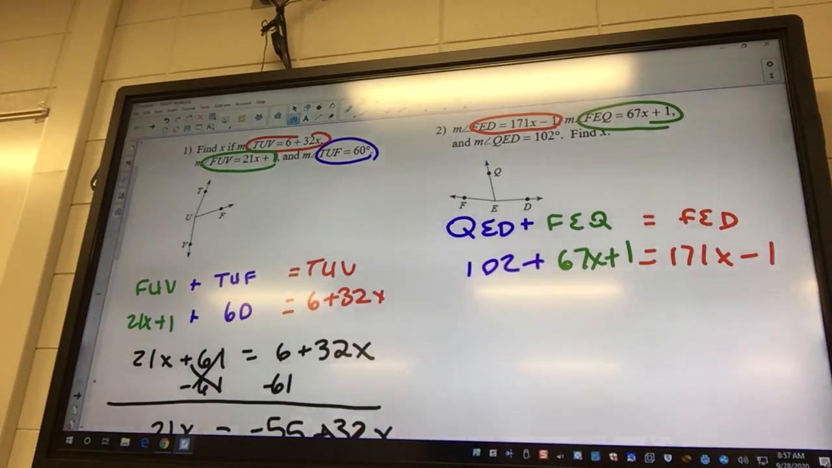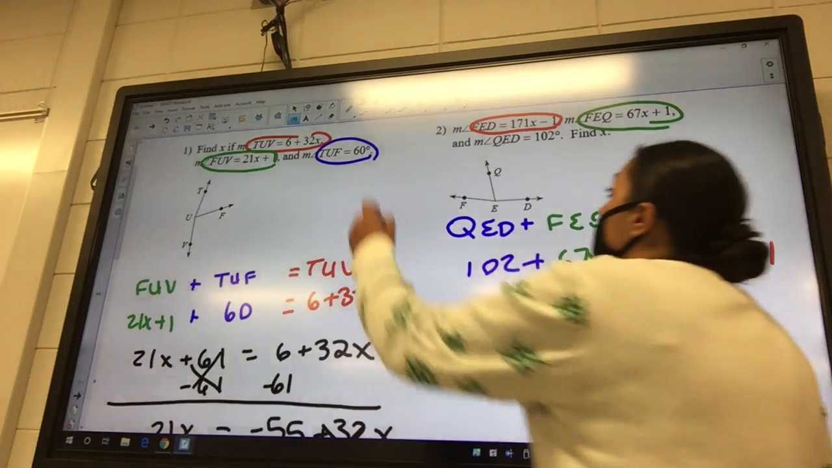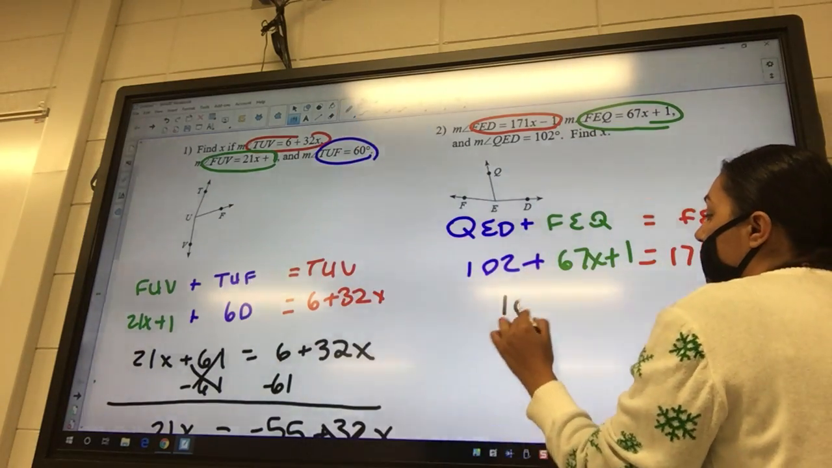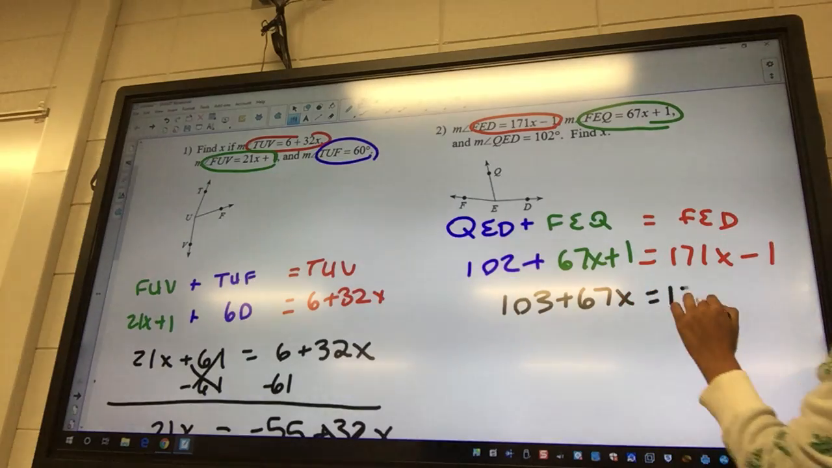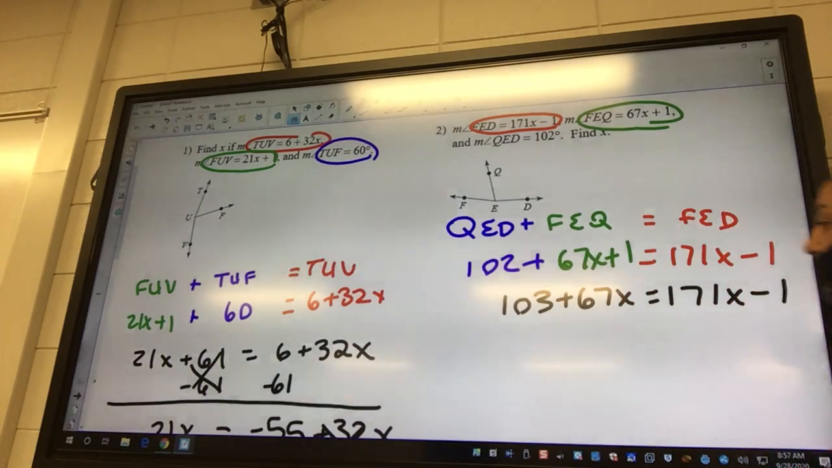Okay, what's our first step? Combine the like terms. So I got 102 plus 67x plus 1. 102 plus 1 is going to give me 103 plus 67x equals 171x minus 1.